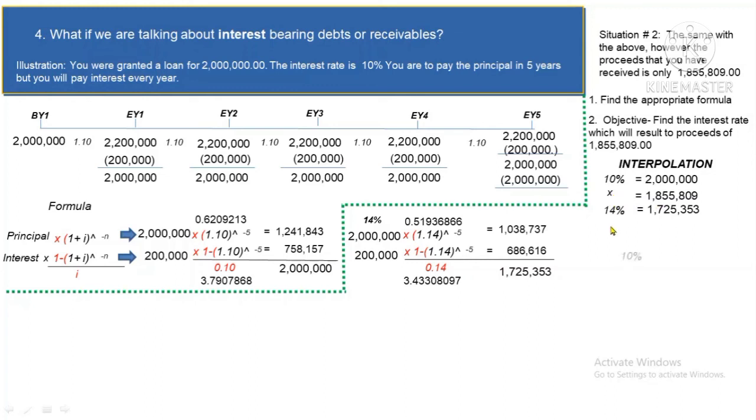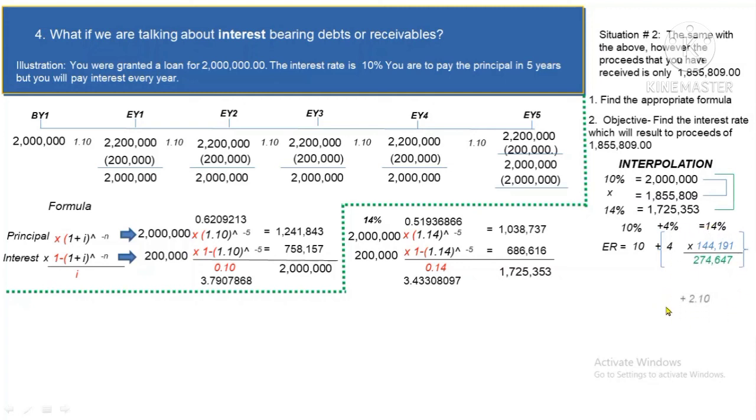And then you need to make an equation that highlights the difference between the first tried rate of 10%. The difference is 4%, and then you're gonna get the second tried rate of 14%. Why? Because we're going to use this 10 plus 4 in getting the effective rate. But before we do that, the 4% will be multiplied to a fraction in which the numerator is the difference between this 2 million minus 1,855,809, which is 144,191. And then the denominator is the difference between this first 2 million minus the 1,725,353, resulting to 274,647. And then you summarize this.